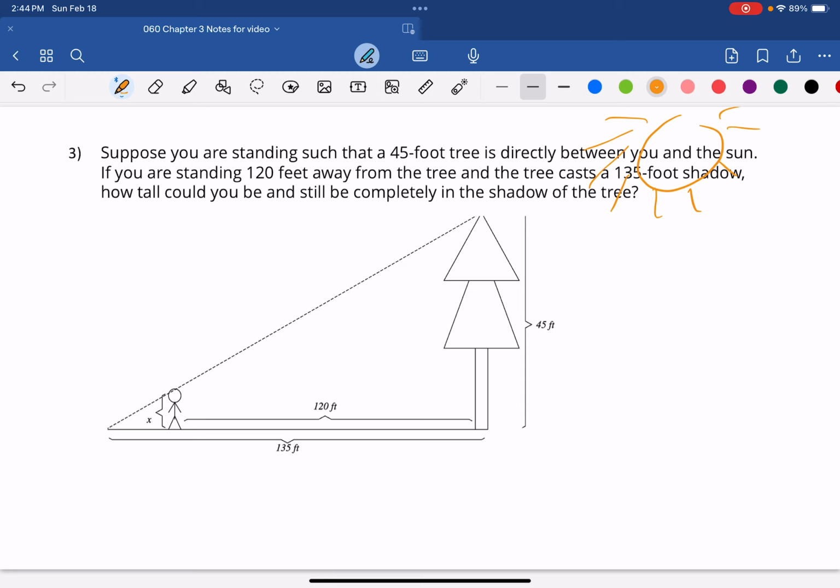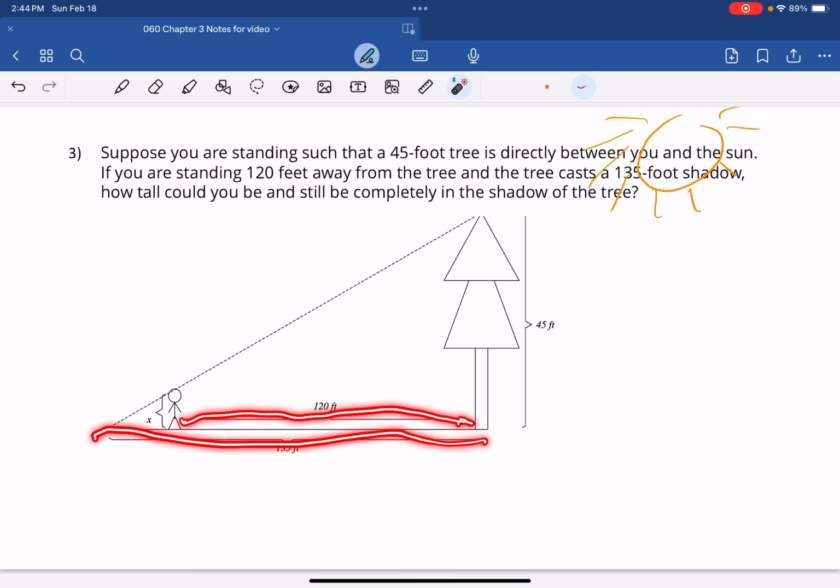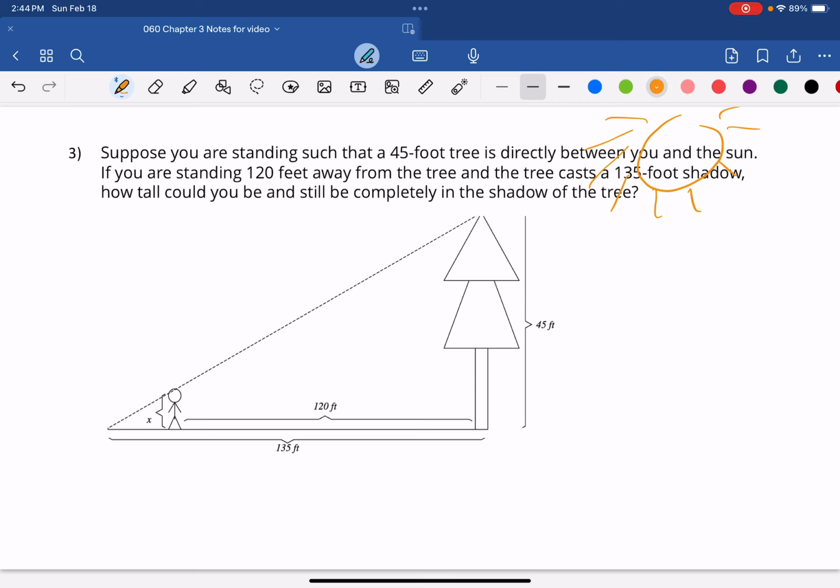If you are standing 120 feet away from the tree, this is you standing from the tree, and the tree casts a 135-foot shadow, how tall could you be and still be completely in the shade of the tree? So this one is a little tricky because we've got to think about a few different things.